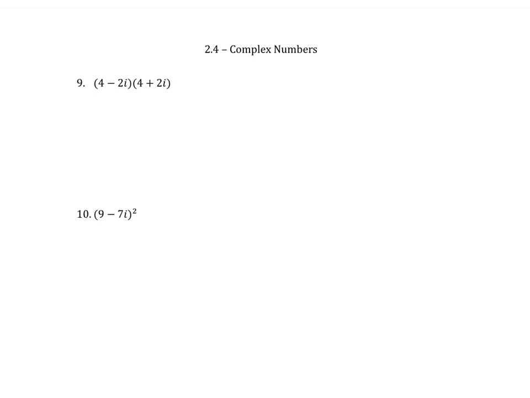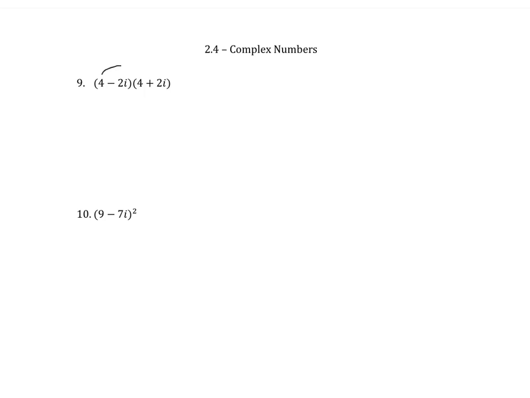Okay, number 9. These two things are called complex conjugates. So notice I have the same two pieces, right? The 4 and the 2i. The difference is the middle sign. One is a plus and one is a minus. So those are called complex conjugates. What happens when you multiply complex conjugates is you end up getting rid of all the i's and you end up with a real number. So that will happen every time you multiply complex conjugates.